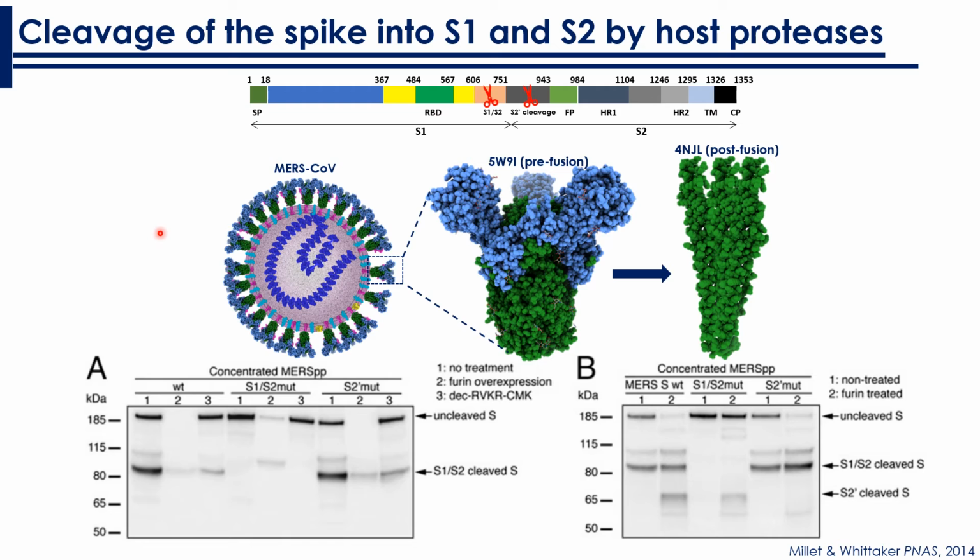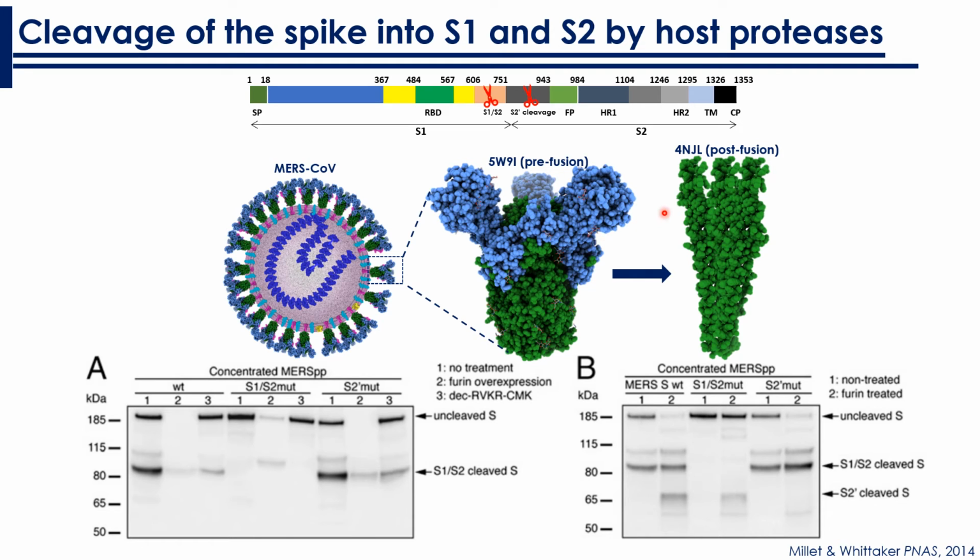Now another important aspect which needs to be covered when it comes to the spike protein is the cleavage of the spike into S1 and S2 by host proteases. So there are two different kinds of cleavages which take place. The first is the S1 S2 cleavage and the second is the S2 dash cleavage. So once the virions are budding out, this S1 S2 cleavage takes place through host cell furin proteases, and the spike glycoprotein still remains in the pre-fusion conformation.